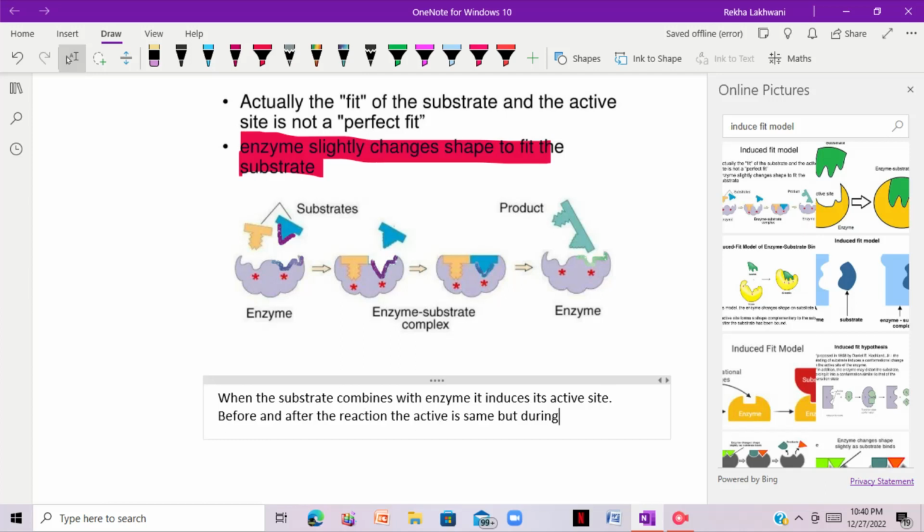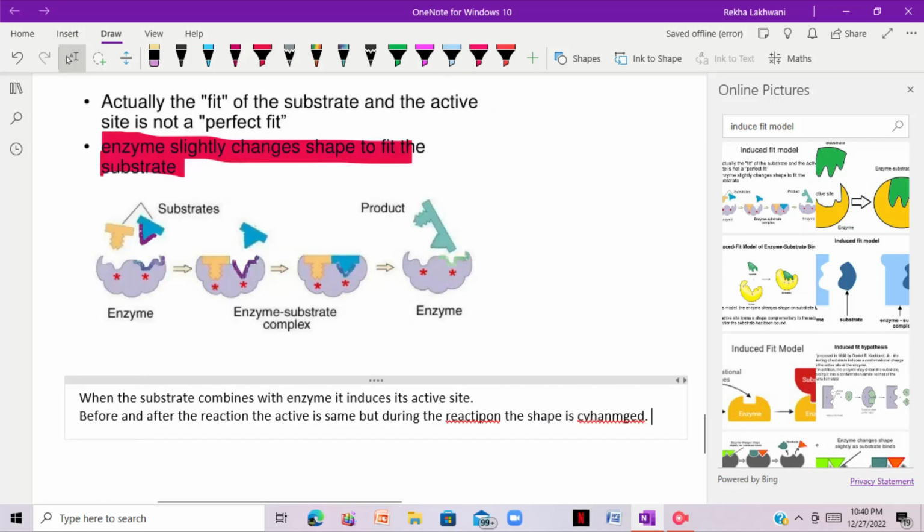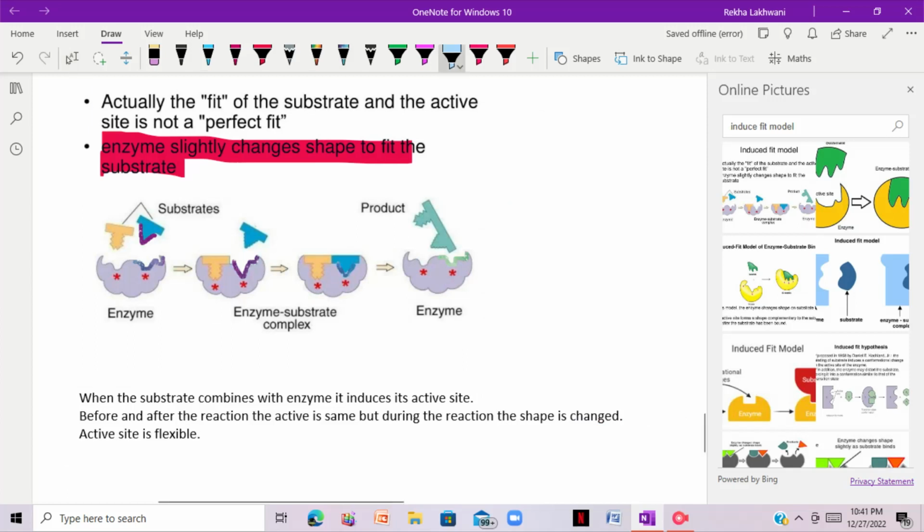I have shown you this in the given diagram too. It means that the active site is flexible, because it can change, right? Now, who gave this model? This model was given by Koshland.